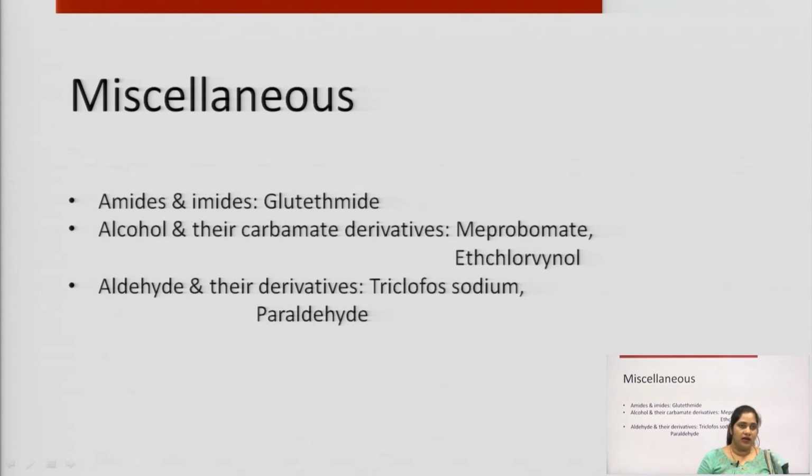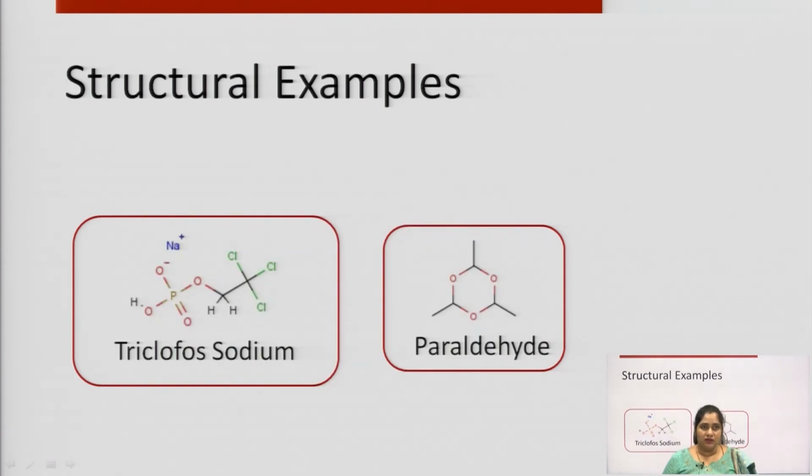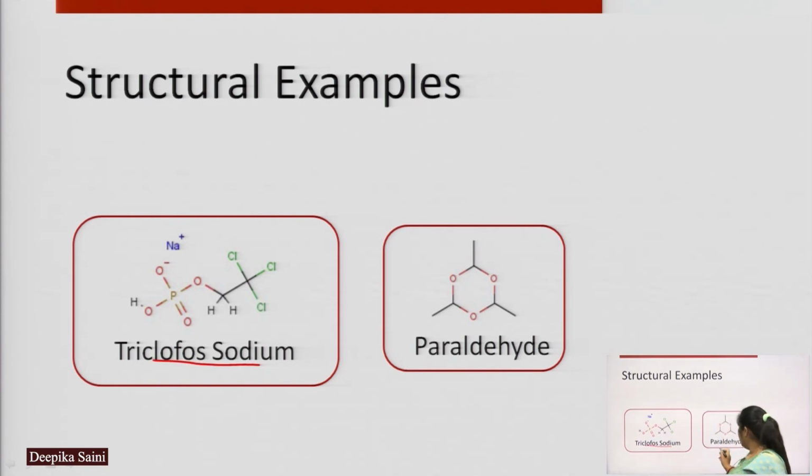There are several miscellaneous agents: amides, imides, like glutethimide, alcohols like meprobamate, and aldehyde derivatives like triclofos sodium and paraldehyde. These are the structural examples of miscellaneous agents, triclofos sodium and paraldehyde.